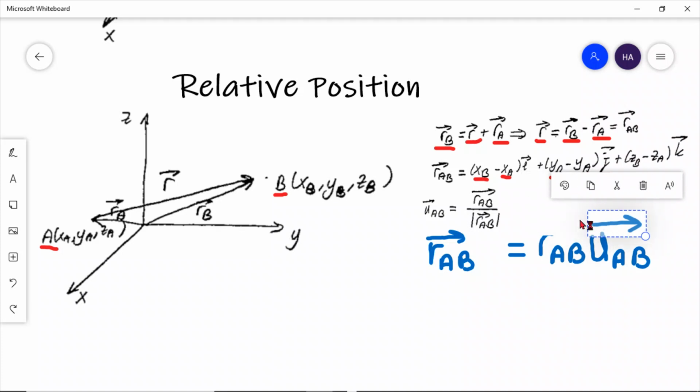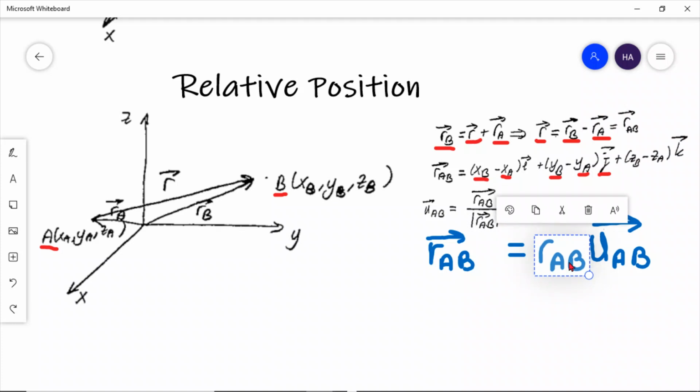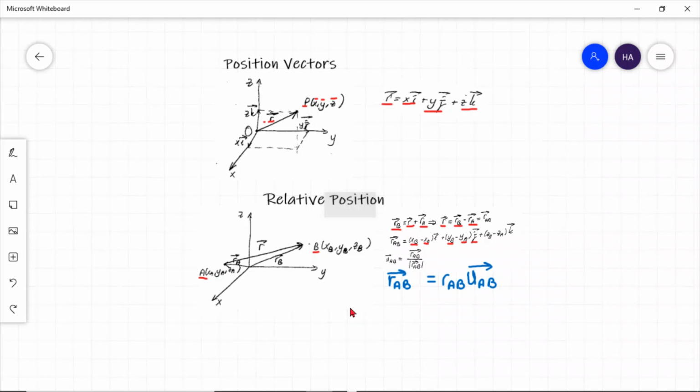Then I can write the relative position from A to B as the magnitude of the relative position vector from A to B multiplied by the unit vector from A to B. Okay, so this is how I define the position vector of an object and relative position of an object.